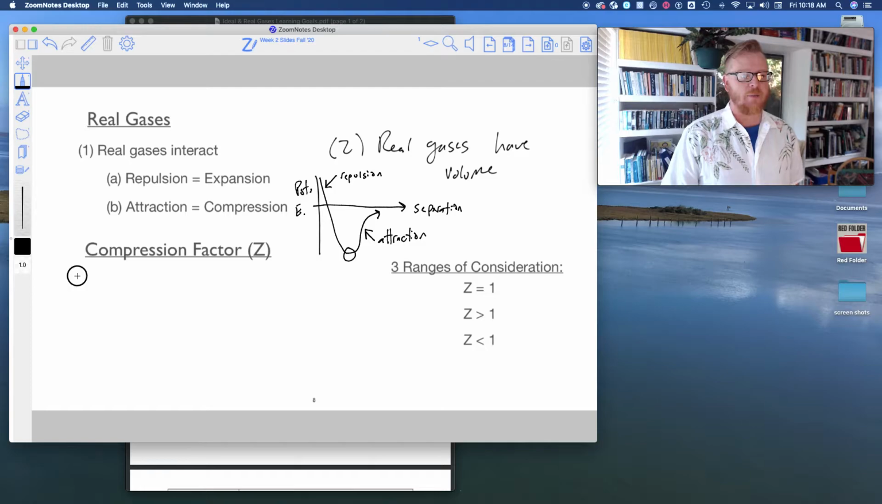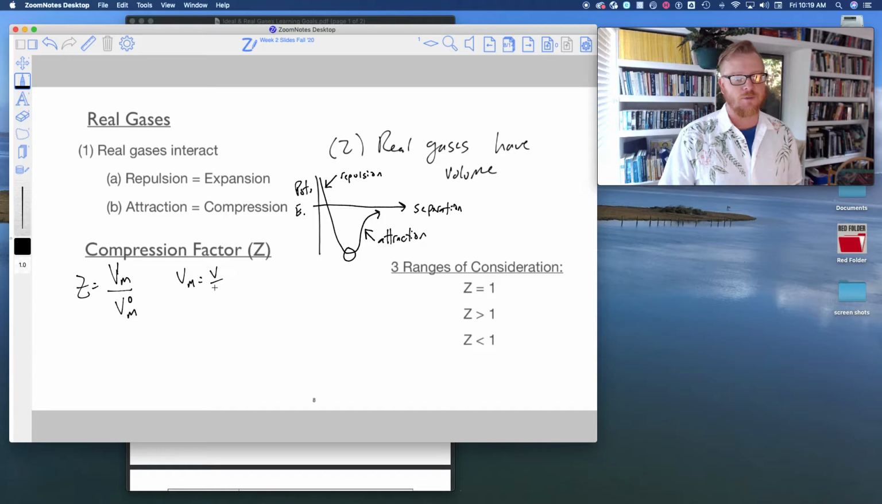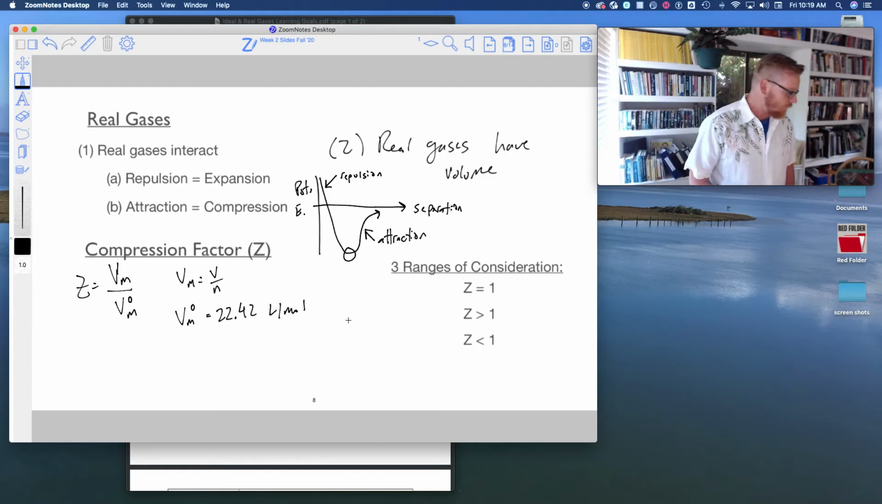So I'll define the compression factor Z as Vm, remember that's molar volume, an intensive property, over Vm standard, okay? And we remember that Vm equals V over n. And of course, Vm standard, or even Vm ideal, we know is, with 4 sig figs, 22.42 liters per mole. Okay? And so there's a couple different ways that we could calculate what the compression factor is, right?